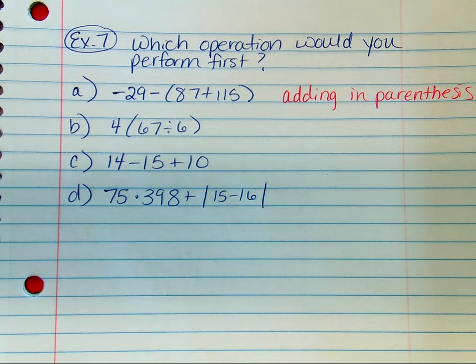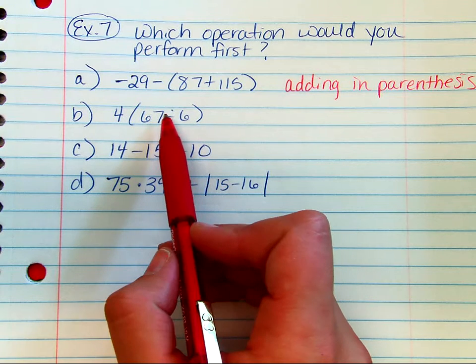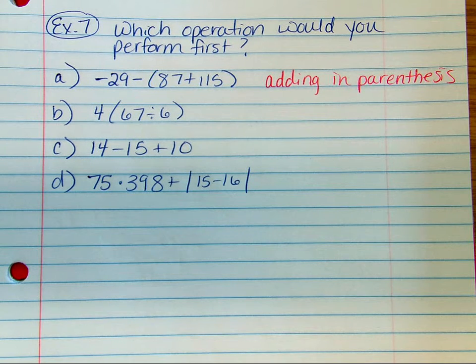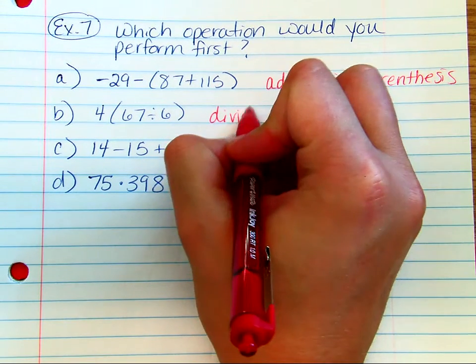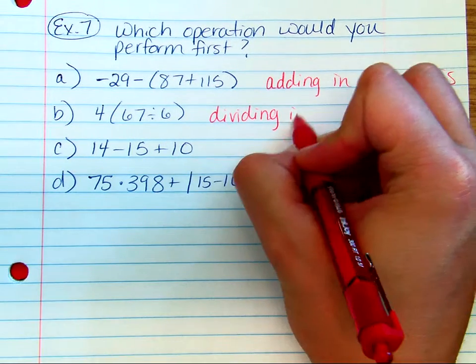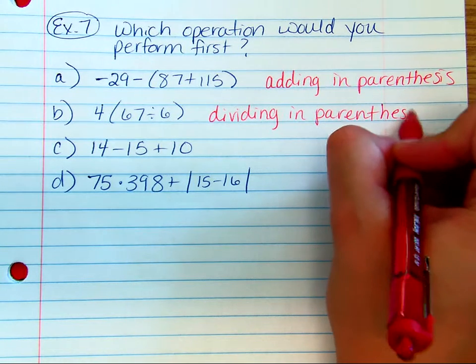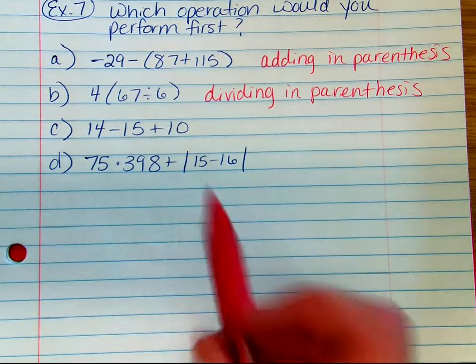All right, and then next, I also have parentheses with part B, so I would start with that with part B as well. I'd do the 67 divided by 6 first if I were to solve this problem. So this one would be dividing in the parentheses. Part C, I have subtraction and addition.